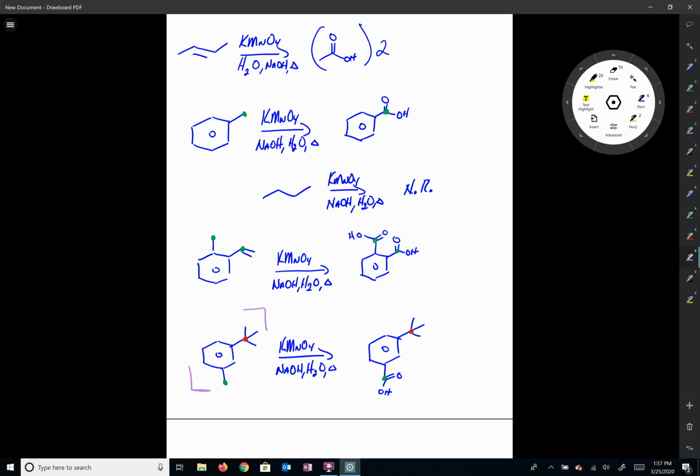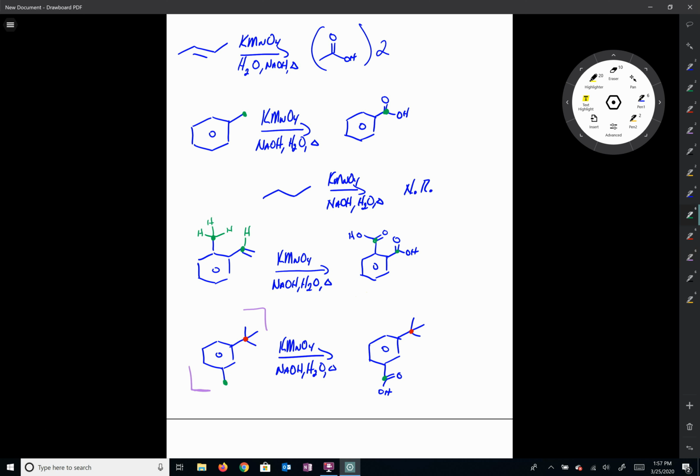Okay, so to get this reaction to go, we're going to need to have a benzylic hydrogen. We're going to need at least a hydrogen on that benzylic carbon. But if we have a t-butyl group or a quaternary carbon there, it doesn't have a CH on it, so it's not going to be that susceptible to this oxidation. All right.